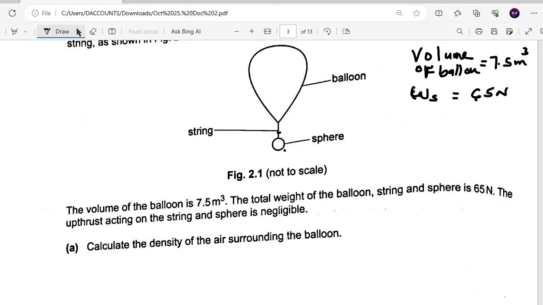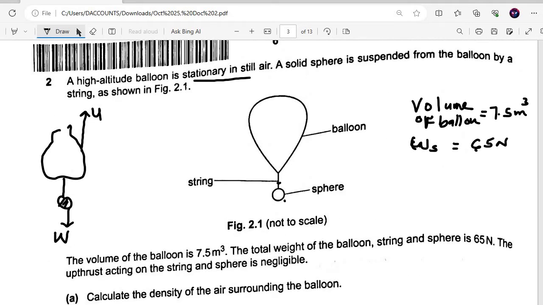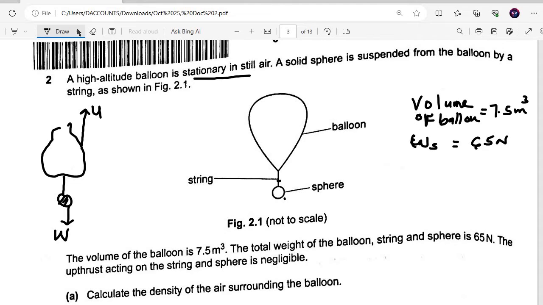Okay. Now let me draw the free body diagram. This sphere, and there will be a weight down. In the air, there will be upthrust, but it is negligible according to the question. So calculate the density. Density is mass over volume.